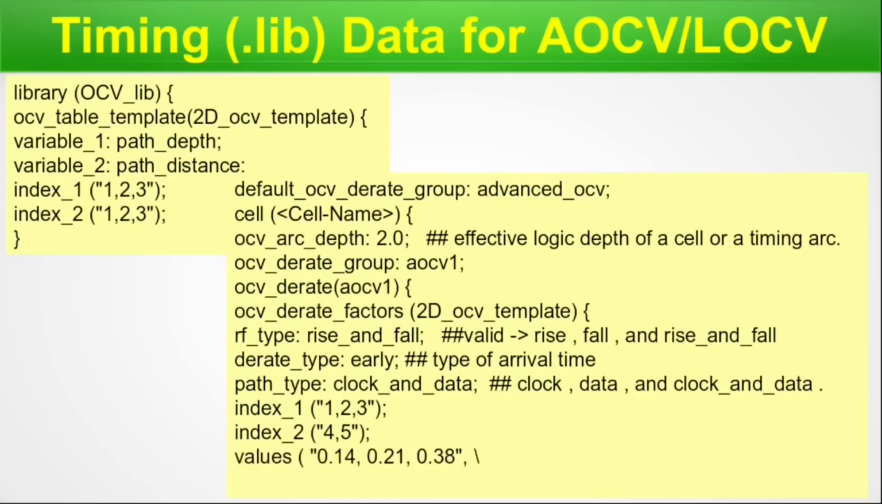Next, we have the values. That is the table, the actual 2D lookup table. So here the table closes. So already you can now correlate. In the previous slide we have discussed these two things and this thing.